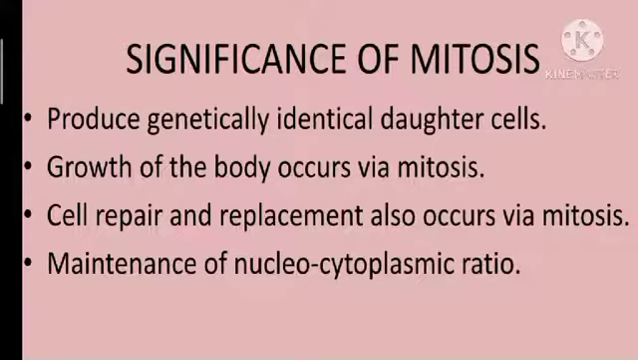Then another significance is maintenance of nucleocytoplasmic ratio. A nucleocytoplasmic ratio should be maintained in each and every cell. It should be restored. So that can happen due to mitosis. When a cell is dividing, then the daughter cell will be having the correct nucleocytoplasmic ratio. So for maintaining that nucleocytoplasmic ratio also, mitosis is essential. The normal nucleocytoplasmic ratio is 4:1. 4 is the ratio of nucleus and 1 for cytoplasm. That is related to their volume.